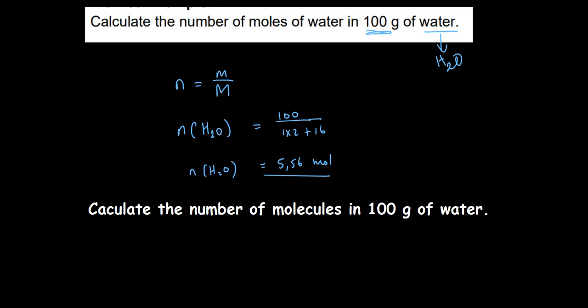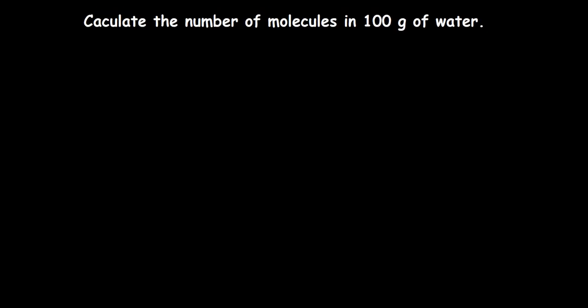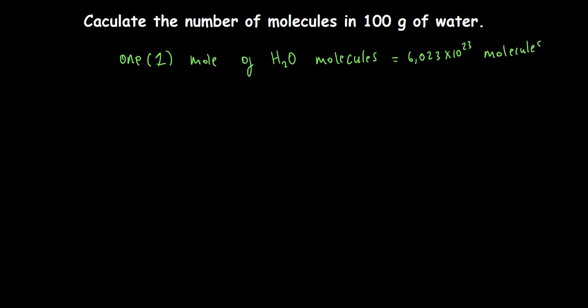Let me write it like this. Remember that 1 mole of H2O molecules is 6,023 times 10 to the power 23 molecules of H2O. 1 mole of H2O molecules is that number of molecules, same as when we said 1 mole of oranges is that number of oranges. So here 1 mole of H2O molecules is that number.